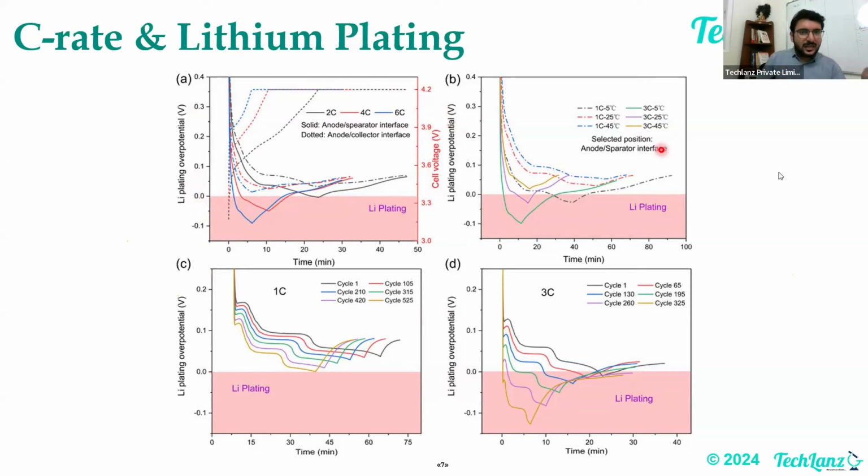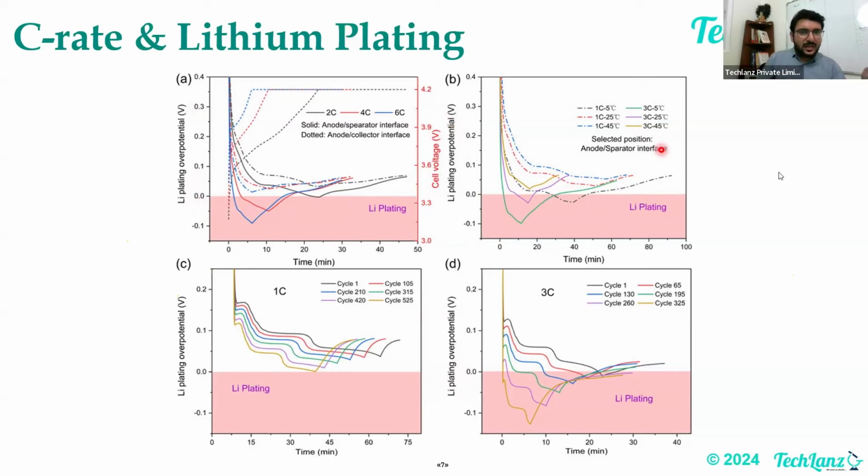There is another example of temperature also, which I told you earlier. At lower temperature, the chances of lithium plating are high, which is shown by this graph also. If you see the 3C rating at 5 degrees, you're getting much more lithium plating. Typically, if the C rate increases, the lithium plating will happen and dendrite formation will happen. Dendrite formation will lead to thermal runaway. Okay, I'll come back to that.